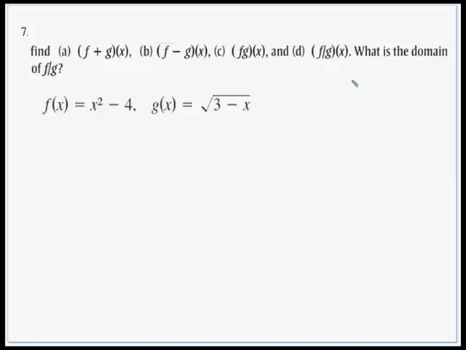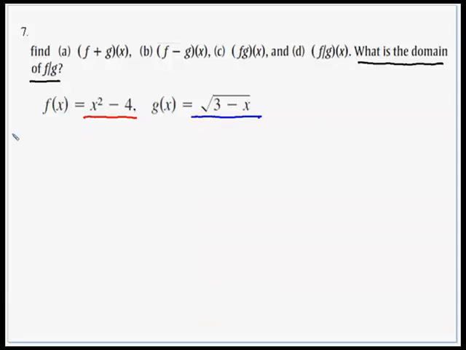Now here we are composing functions, and first we'll do the easy ones: add, subtract, multiply, divide, and we've got to come up with the domain of that division, f divided by g. Here are our two functions. F of x is x squared minus 4. G of x is 3 minus x.